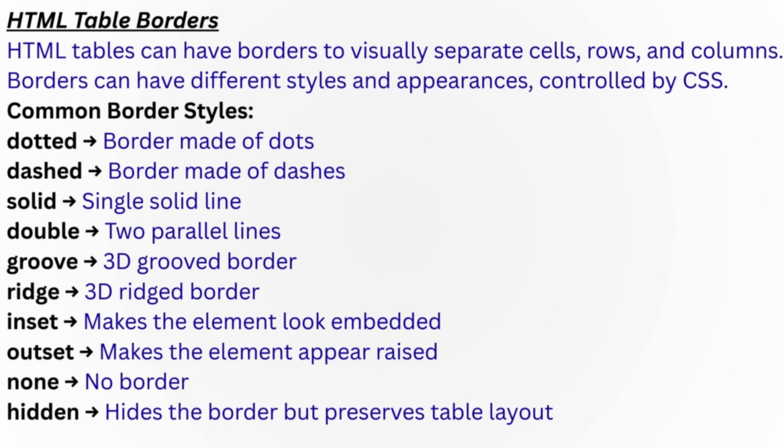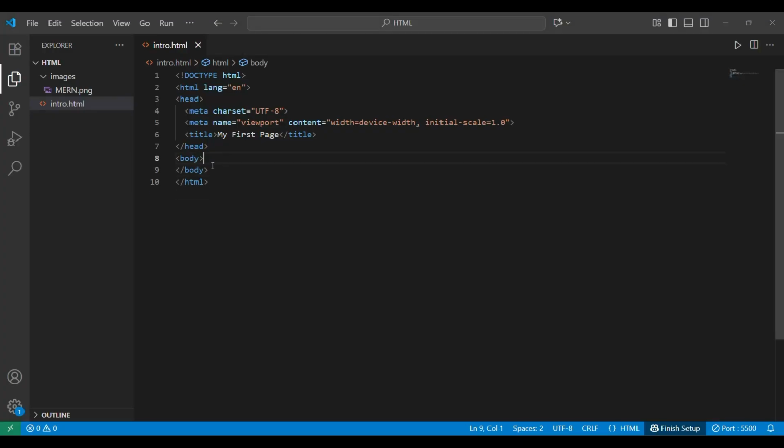In HTML, tables can have borders to separate rows, columns, and cells. With CSS, we can style these borders in many different ways. Some common border styles are dotted, dashed, solid, double, groove, ridge, inset, outset, none, and hidden. Finally, we can use none to remove the border completely or hidden to keep the table structure but not show the border. So by combining HTML and CSS, we can fully control how table borders appear, whether simple, decorative, or 3D styled. Now let's create an HTML table.